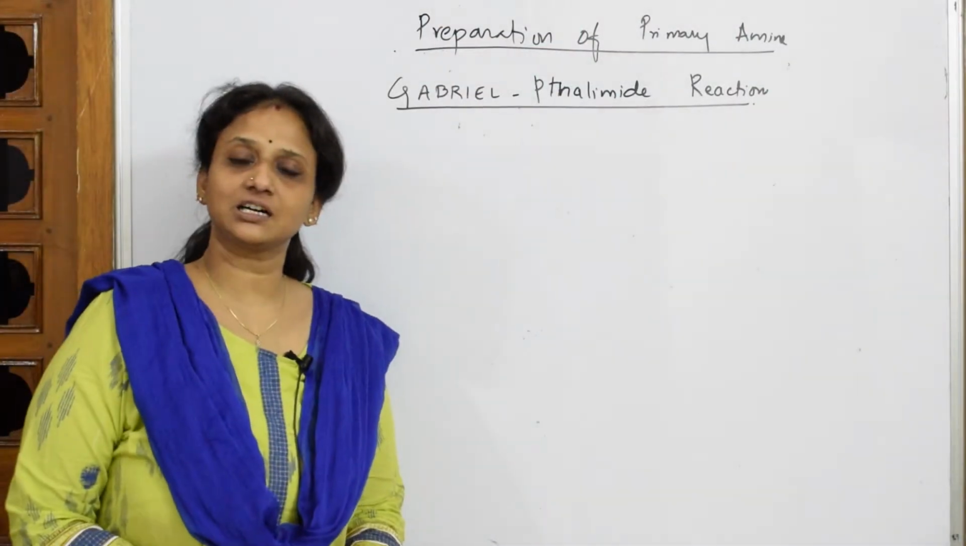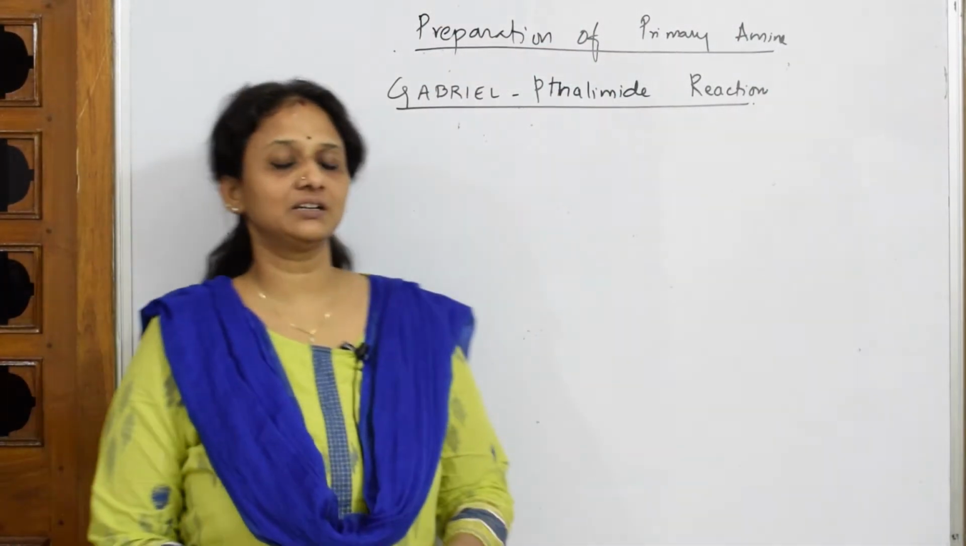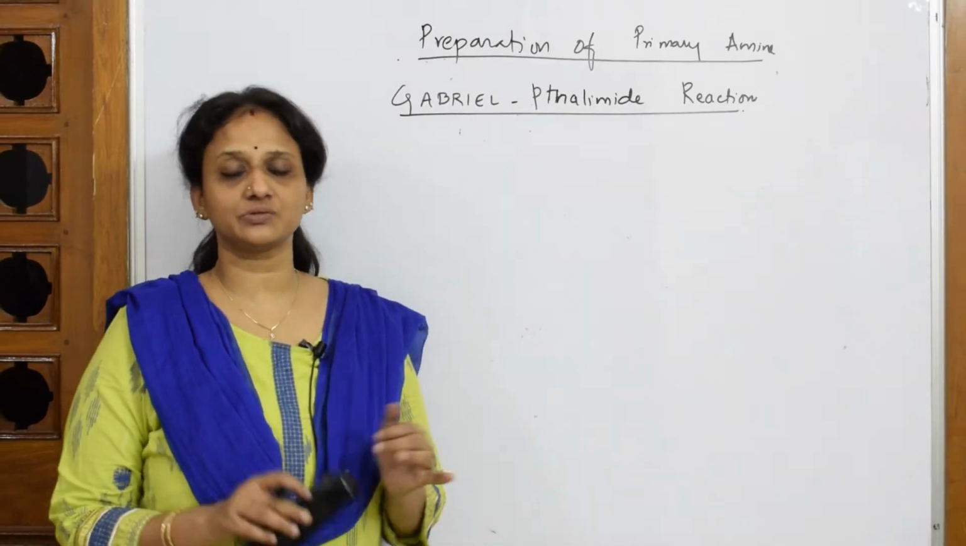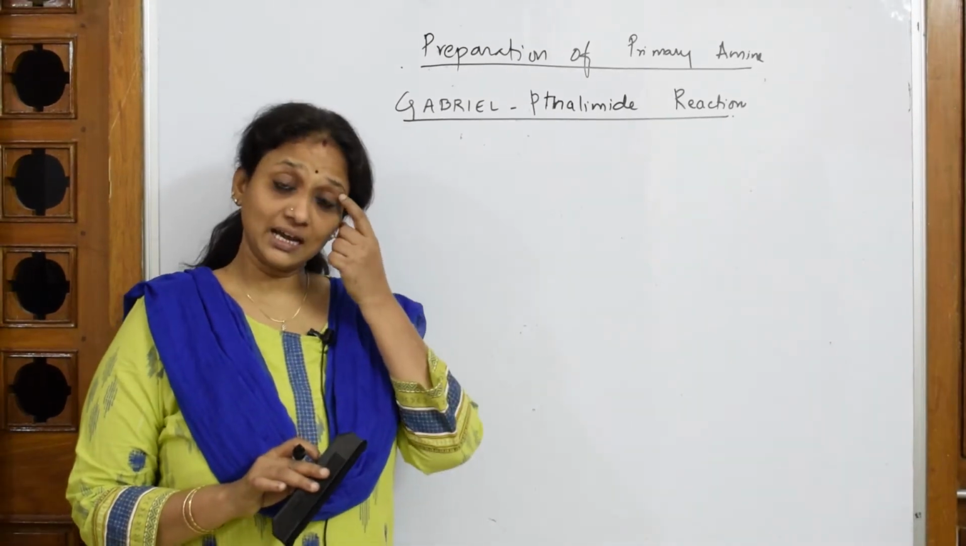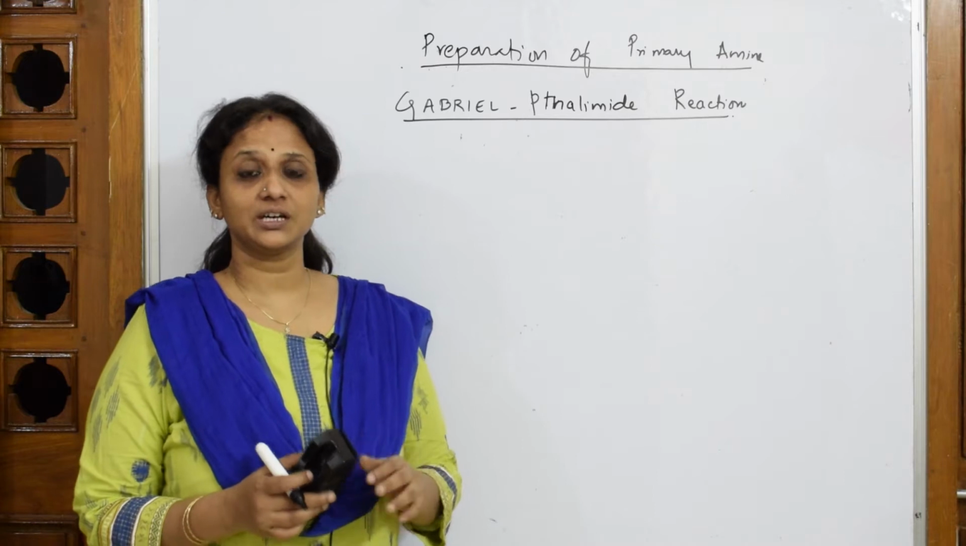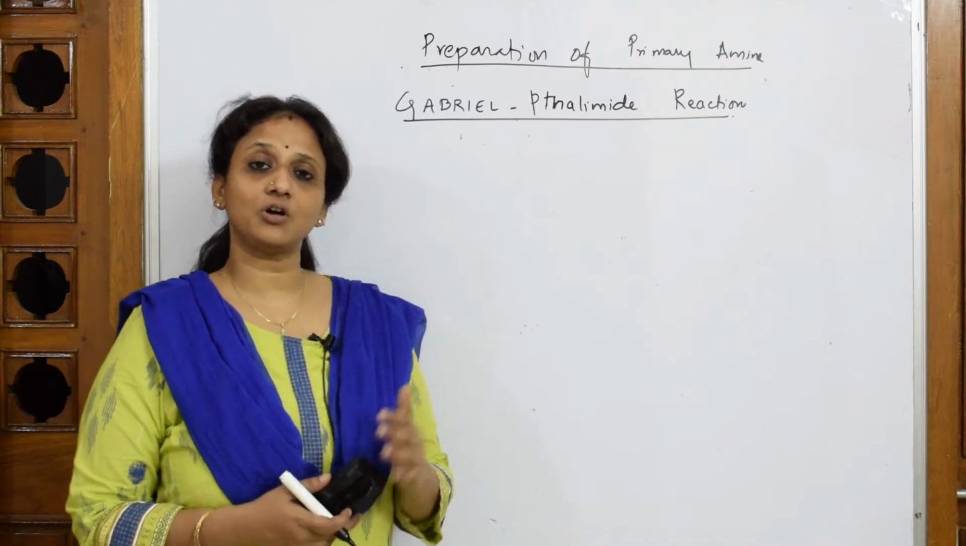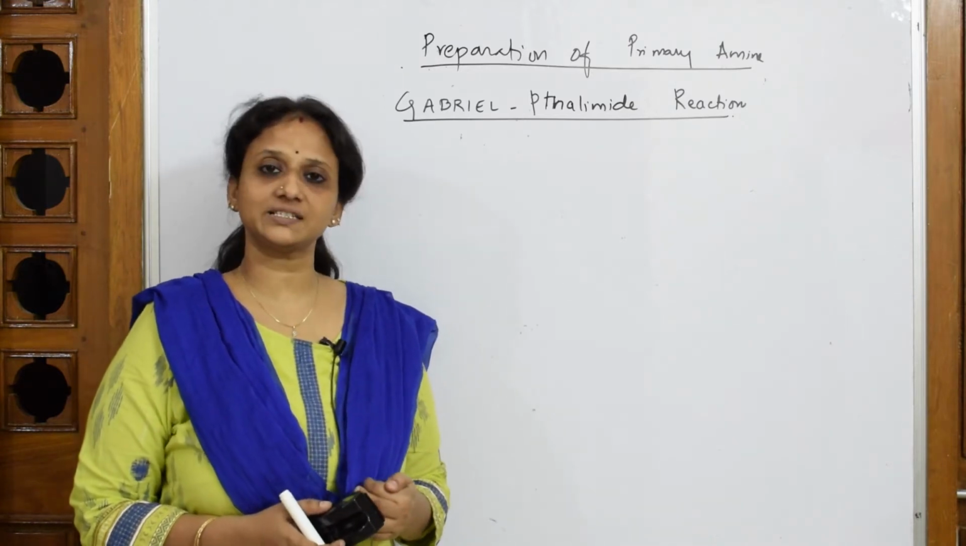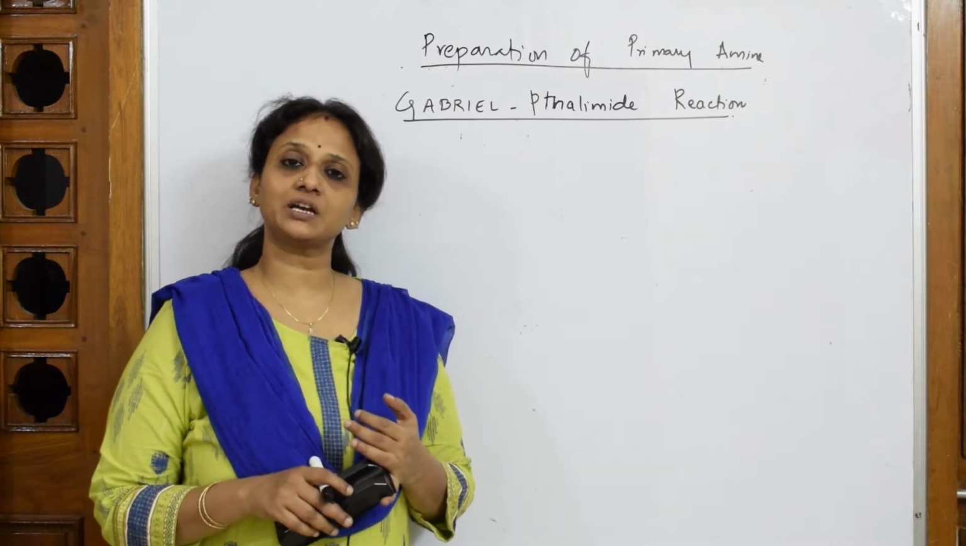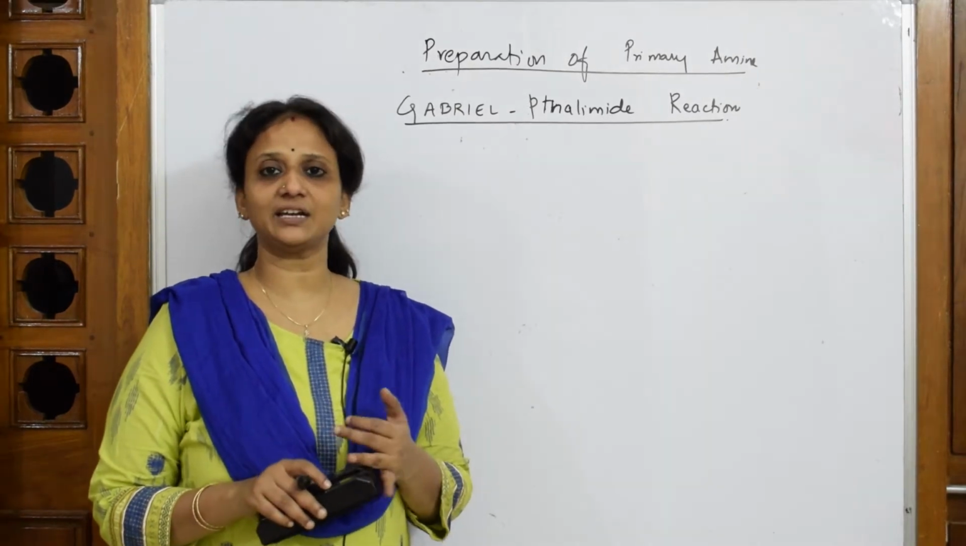So we've already learned how to prepare amines, right? What did we learn? We've learned reduction of nitro compounds, reduction of cyano compounds, and reduction of amides also. Then gradually we went into a topic called Hofmann's bromamide reaction. What did I say? By Hofmann's I can prepare the primary amine, both aliphatic and aromatic.